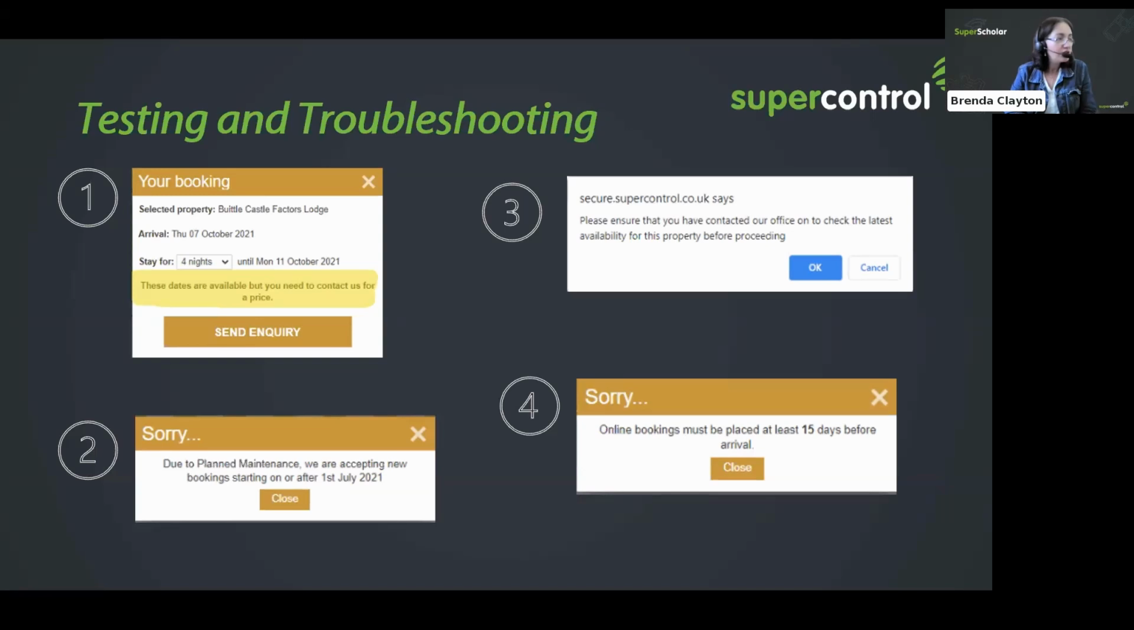So for example, a common one that we get is "these dates are available, but you need to contact us for a price." This basically means the time period that you've selected as a start date has a short break band over that period, but there's a price missing for it. So it means you've allowed the length of stay within your short break red band, but you haven't entered the price for it within the corresponding blue price band.